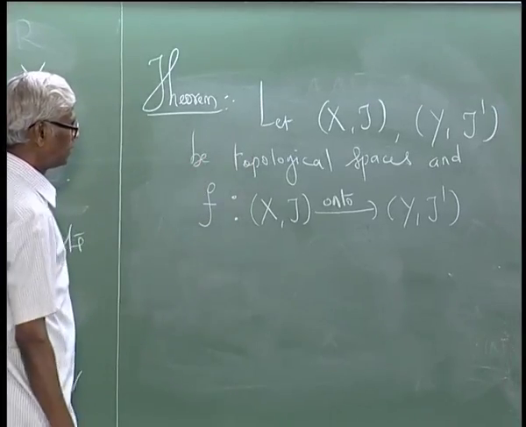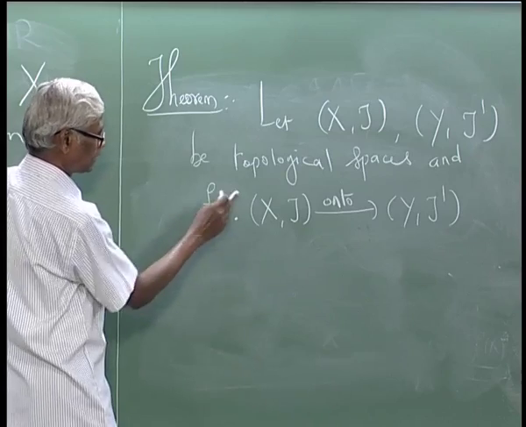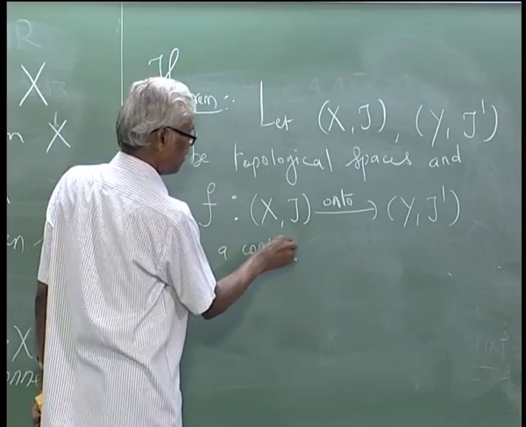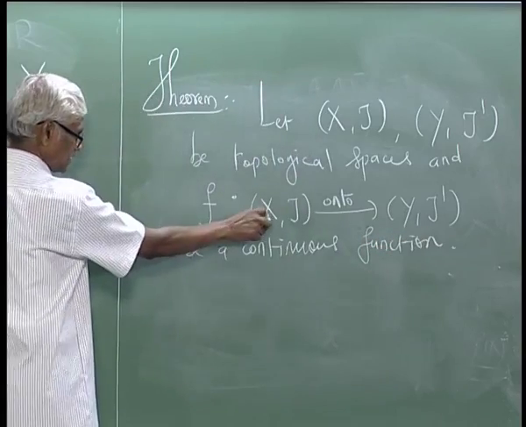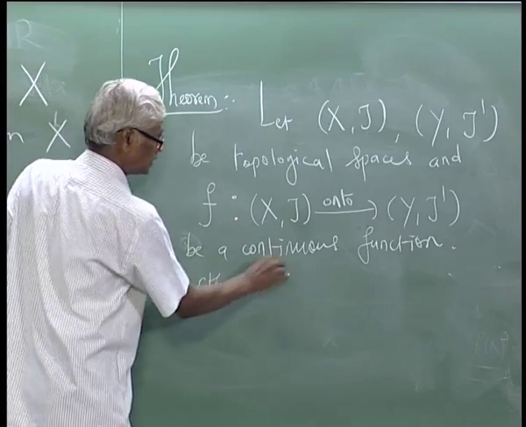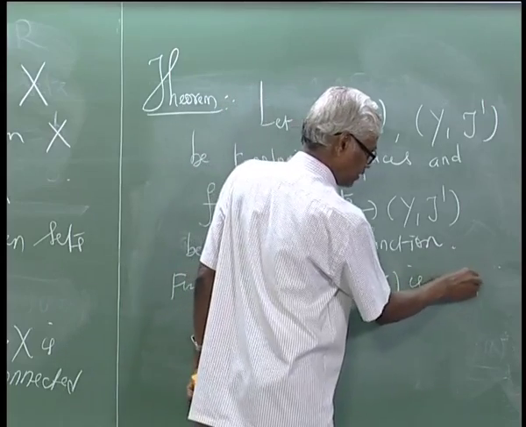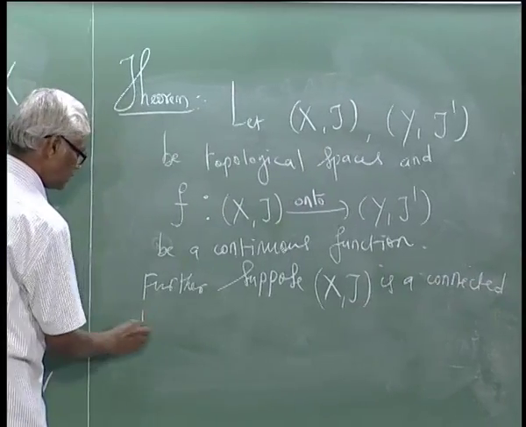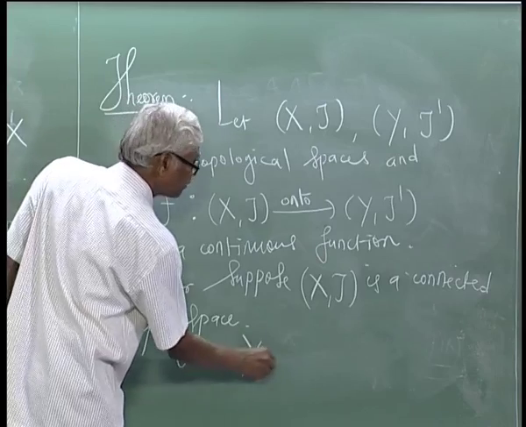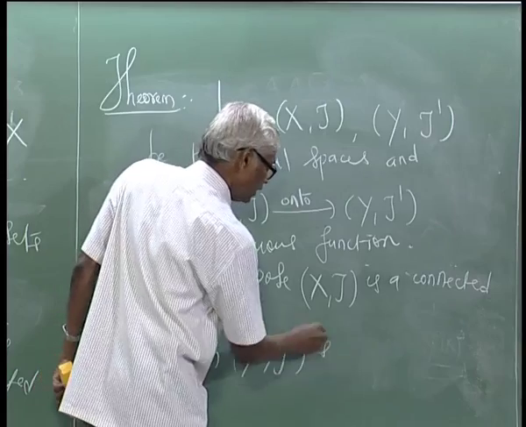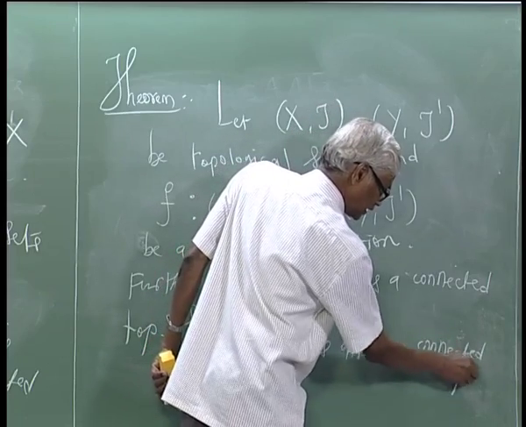So, X and Y are topological spaces and f from X onto Y is a continuous function. Further, suppose our domain (X, tau) is a connected topological space. Then Y with tau prime is also a connected topological space, or simply we say a connected space.